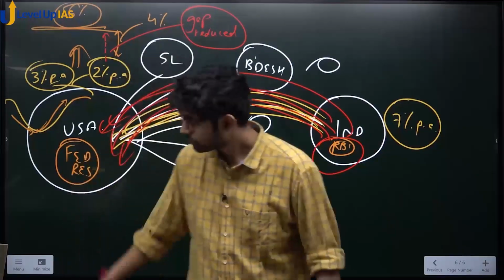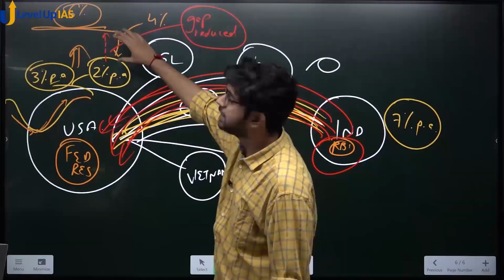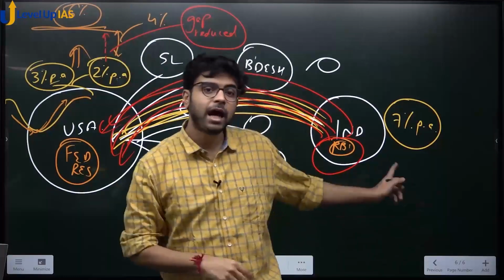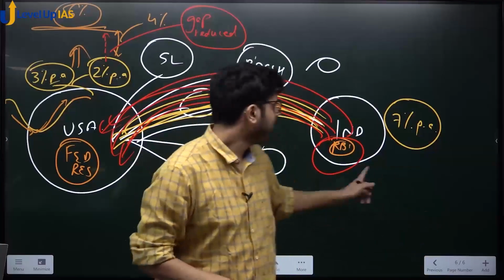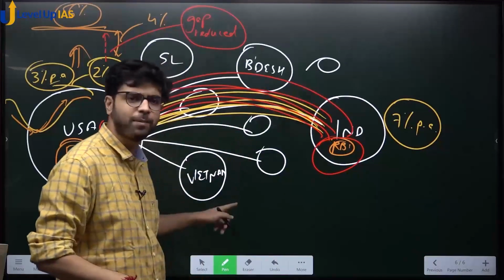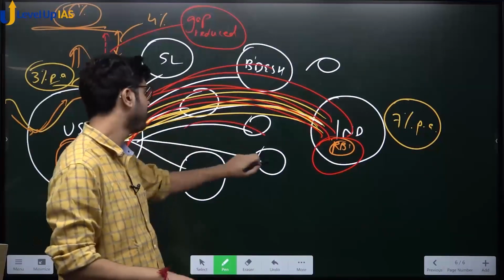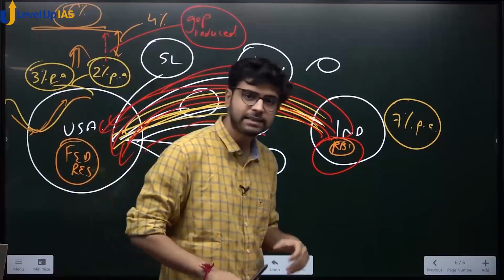Okay? So, when this gap is getting reduced, who is unhappy? RBI is unhappy. Along with RBI, all other countries' central banks are also unhappy because from there also money is flowing out. Every country, money is flowing out. Okay?